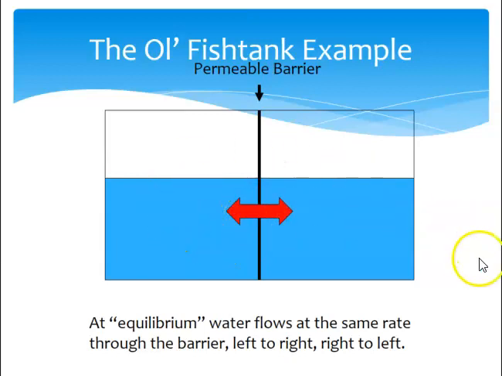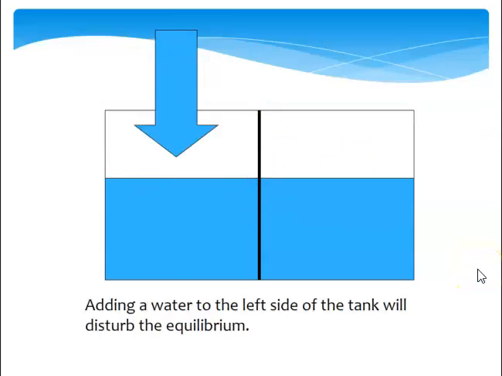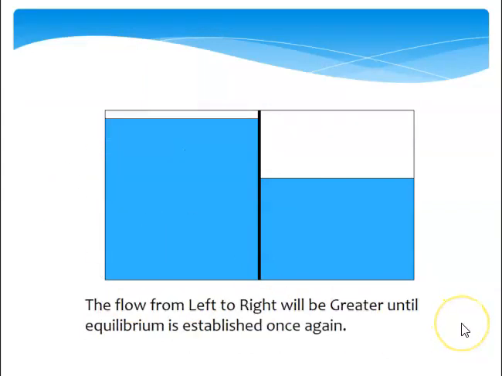I want to disturb my system. So I'm going to take a bunch of water and dump it into the left side of this tank. That's going to be the disturbance. It's been disturbed. How does the system react to this disturbance now? Do you think it's flowing evenly across this barrier anymore? Definitely not. There's more water flowing this way than this way.